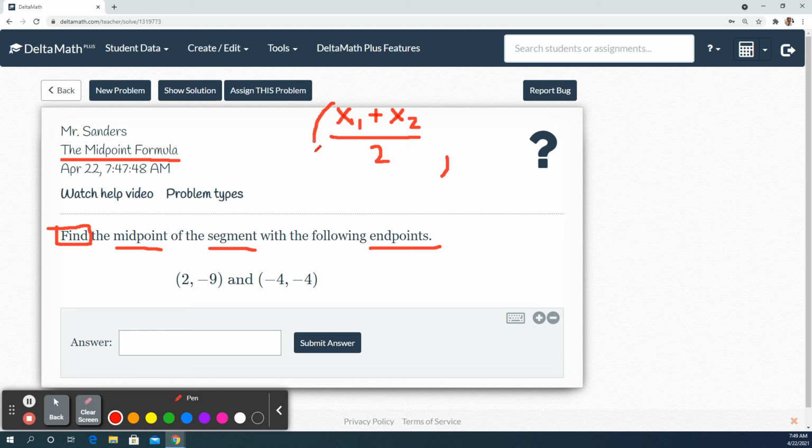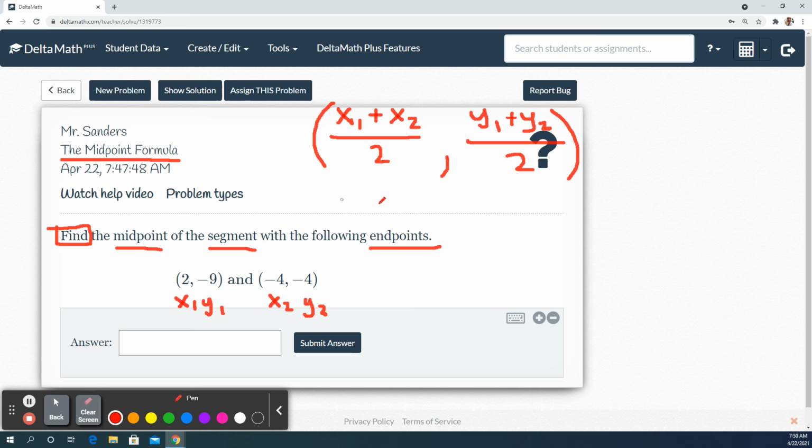The x's get added up and we divide by 2. What do you think happens to the y's? The y's get added up. What do you think we divide by? 2, right? It's the average of the x's and the average of the y's. Let's go ahead and label these to prevent any confusion. x1, y1, that will be the first point, and x2 and y2, that'll be the second point. That's arbitrary. It's up to us which one's which. So we'll just add up the values and divide by 2.